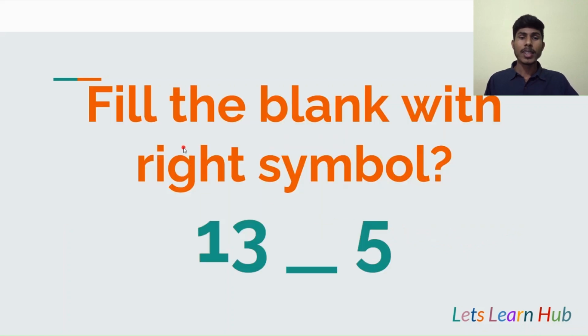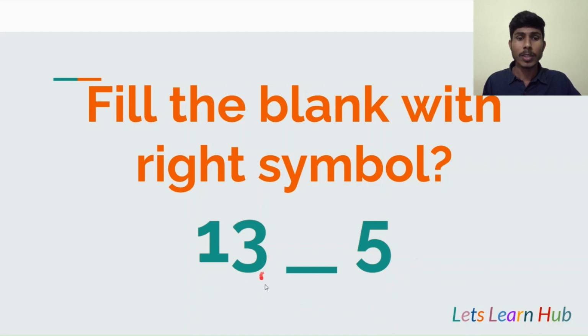So we need to fill the right symbol here in this blank. Here we got 13 on the left side and 5 on the right side, right? Which symbol will you get here? See, 13 is more than 5, right? Because it got 2 digits and 5 got only 1 digit. Since both are positive numbers and 13 got more digits than 5, 13 will be the bigger number here. So 13 is more than 5.